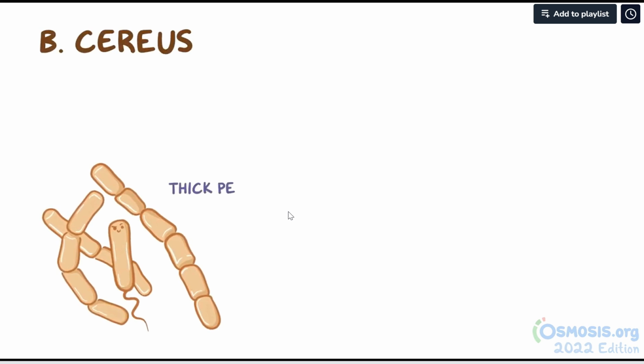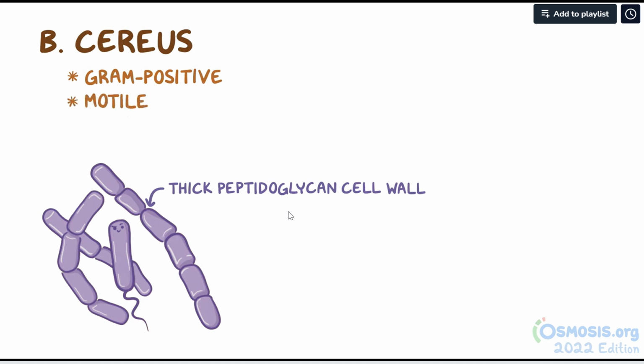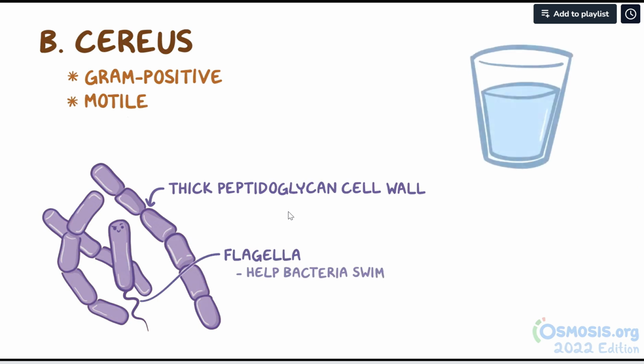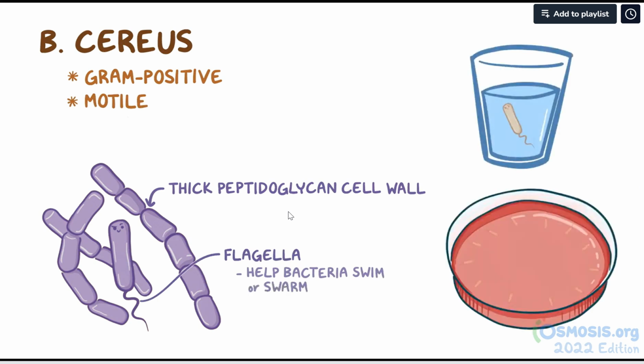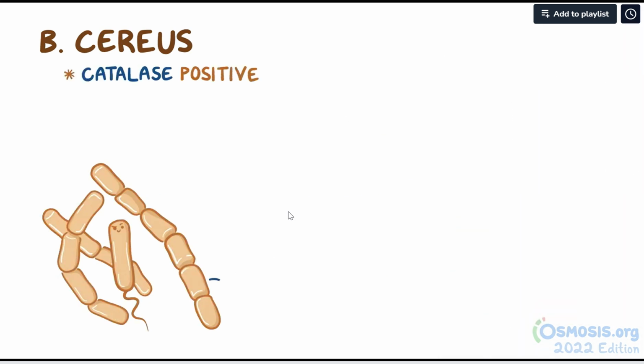B. cereus has a thick peptidoglycan cell wall, which takes in purple dye when gram-stained, so this is a gram-positive bacteria. Also, it's a motile bacteria, since it has thread-like flagella that can help it swim in a liquid media, or swarm on a solid surface like culture media. It's also aerobic, meaning it requires oxygen for growth. B. cereus is catalase positive, meaning it produces catalase enzyme.